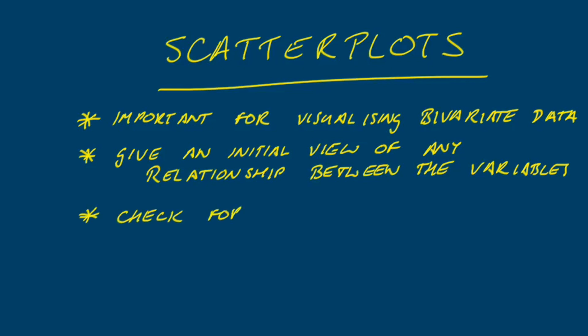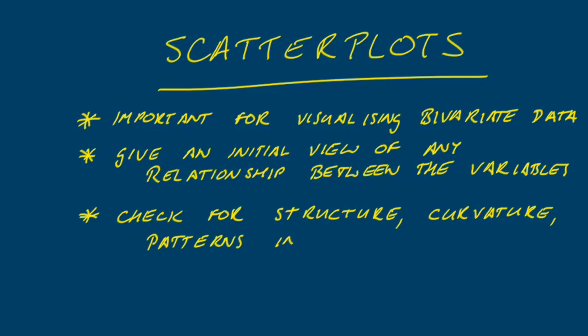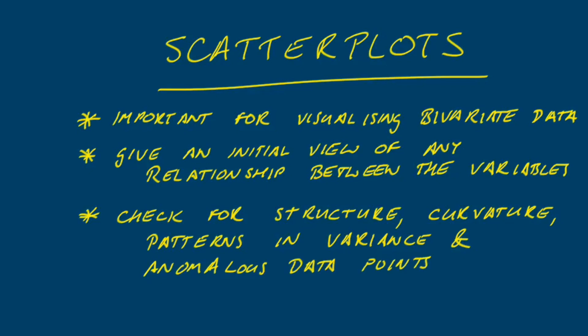And also, if there are other things about the data that are important, you may well be able to see it in the scatterplot. So if there is structure in the data, if there is particular clustering, if there is curvature in the relationship, if the variance is changing across the value of the variables, and if there are serious anomalous data points, you'll be able to see all of those in your scatterplot. So looking at scatterplots is a really important thing to do early on in your data analysis.